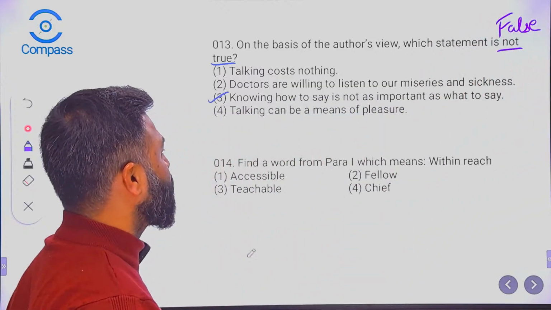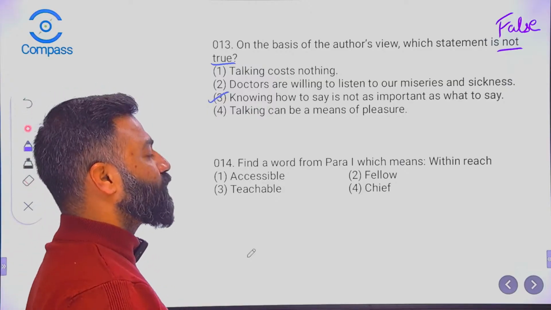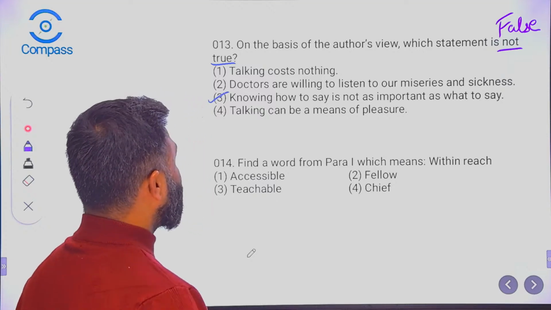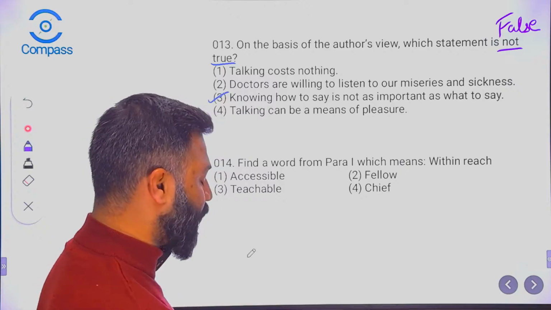Okay, false. So that's a false statement. Knowing how to say is not as important as what to say. So that's very confusing. So that's the false statement. The other three are the correct statements. So, okay, question number 14.